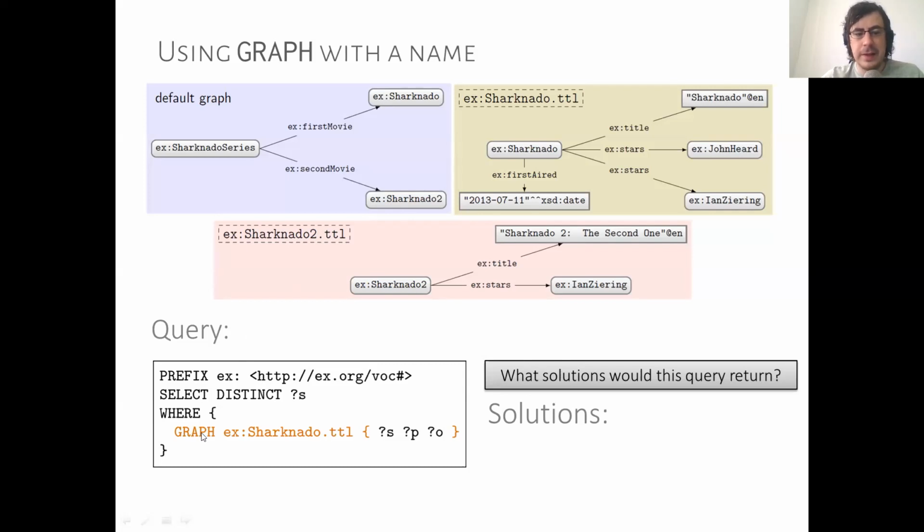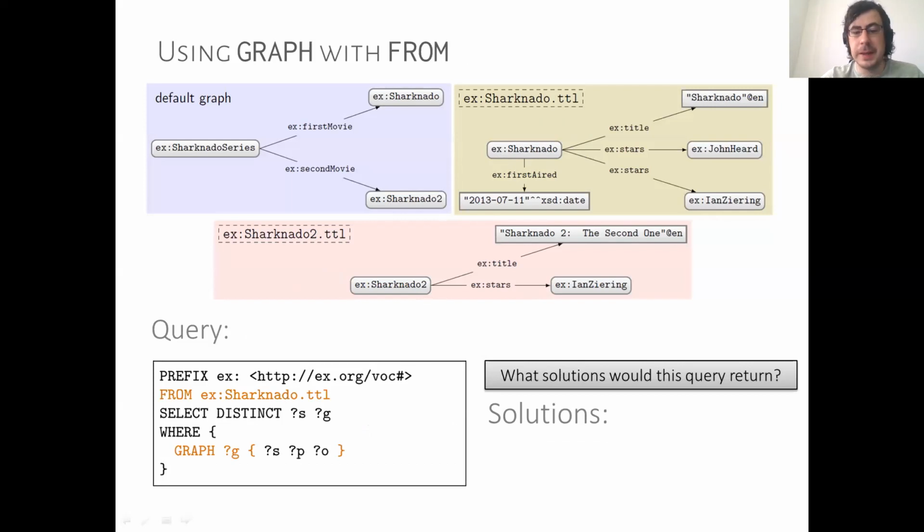What we say here is we use the GRAPH feature of SPARQL. So essentially we say, we want to run this part of the query only over the sharknado.ttl graph. So this basically says, okay, we want the distinct subjects of the sharknado.ttl graph, which will be Sharknado, right? So we can use GRAPH to access specific named graphs or access all of the named graphs.